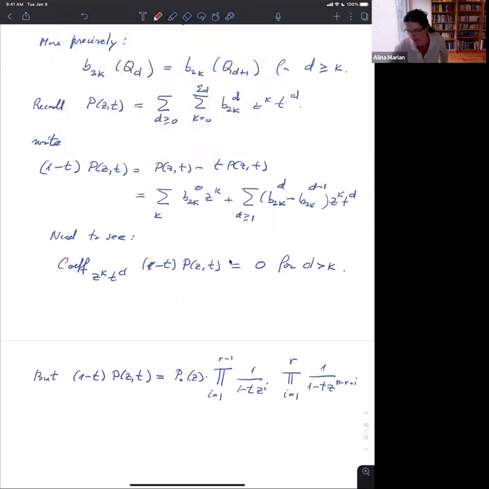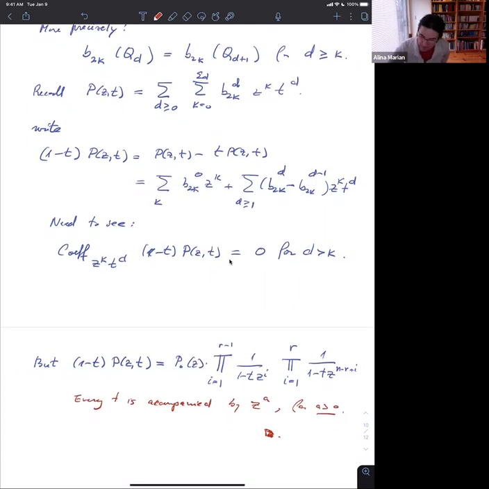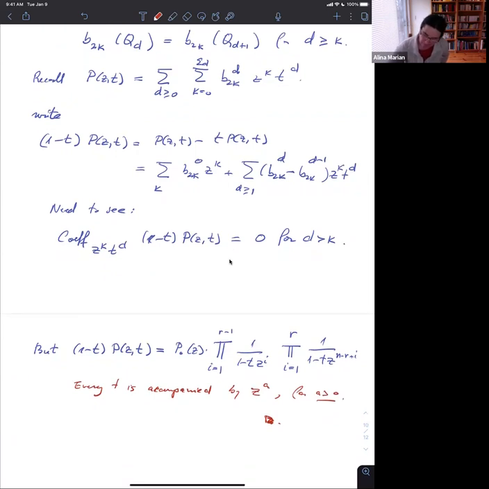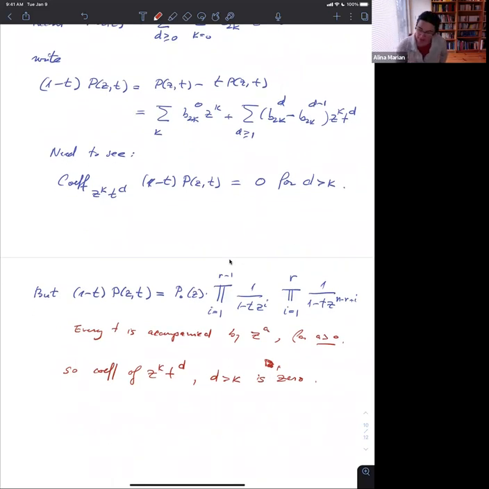This is a very easy point. In this multiplication, you see that every t is accompanied by at least a non-zero power of z. So you cannot simply have z^a for a greater than zero. So that's the argument. Then you're done. The coefficient of z^K t^D, when D is greater than K, is just zero.